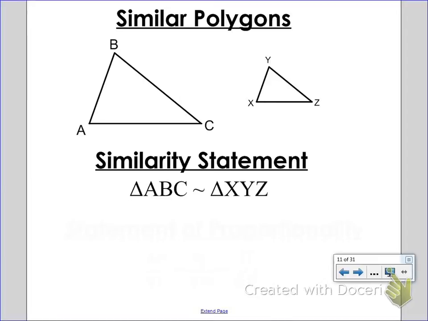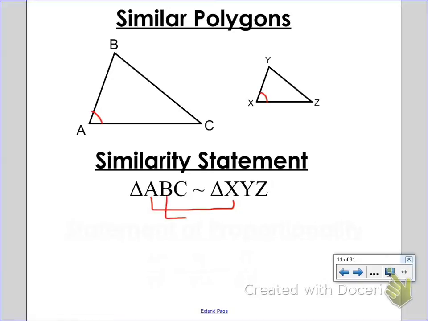A similarity statement is going to work very closely to the congruence statement, where we're going to have corresponding parts. So we've got angles and we've got side lengths. Let's start with the angles. In similar polygons, corresponding angles are going to be congruent, just like with congruency. So in this case, A is the first letter and X is the first letter. Therefore, angle A will be congruent to angle X.